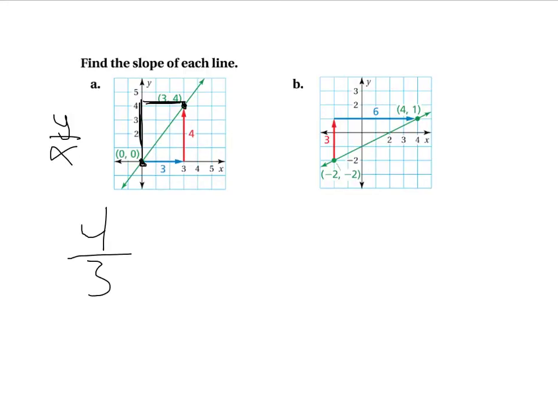This one is a little different because I'm starting at negative 2, and I'm going over to 4, 1. In this case, I went up 3, and then I went over 6. So it's a rise of 3 and a run of 6. However, we can reduce this. 3/6 obviously reduces down to 1/2. So that would be my answer in this case.